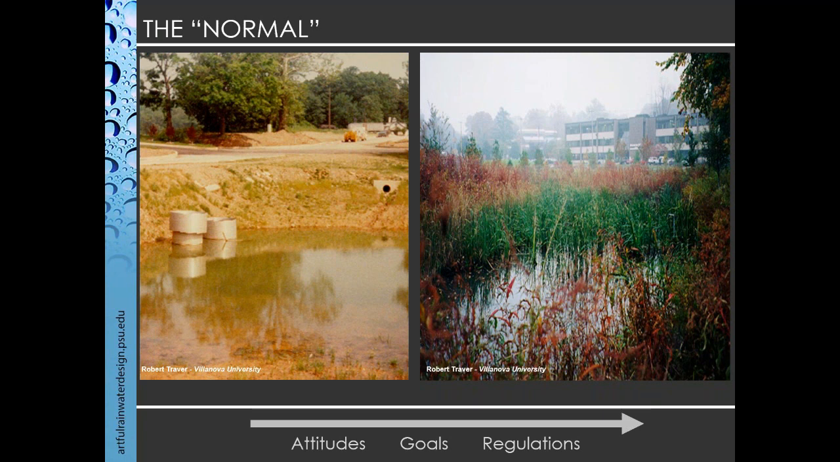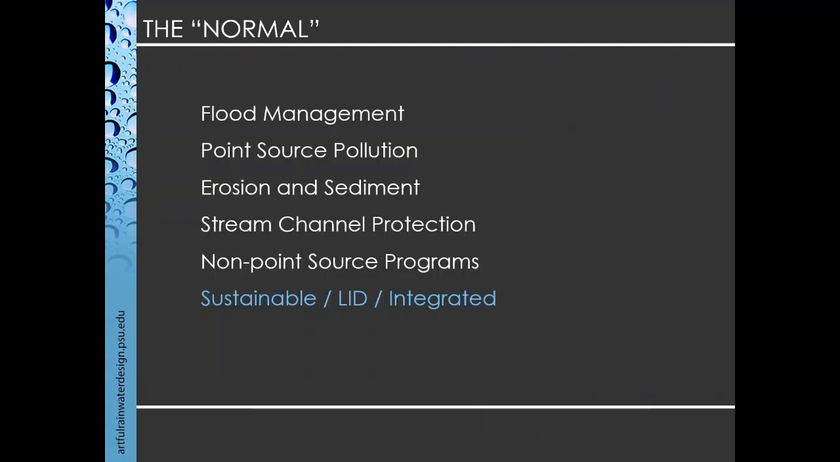And this has all come about due to changes in our attitudes, our goals, and our regulations. So as these have changed over the years, we add one. We're not sure what to call it. We can call it sustainable, low-impact development, or integrated. We'll probably figure out what we're really going to call it in a few years. I think these days we're calling it green infrastructure.